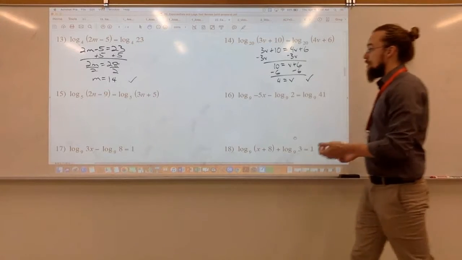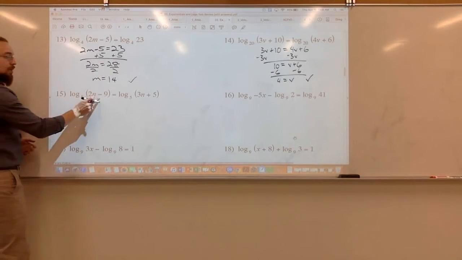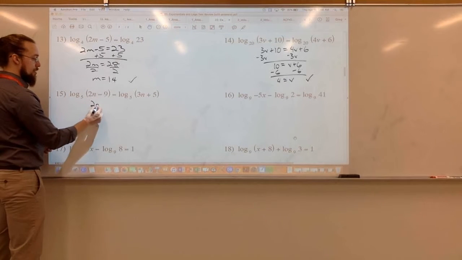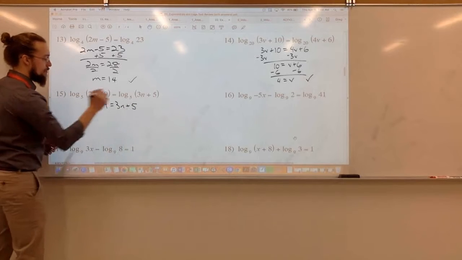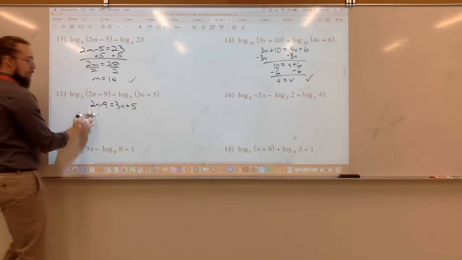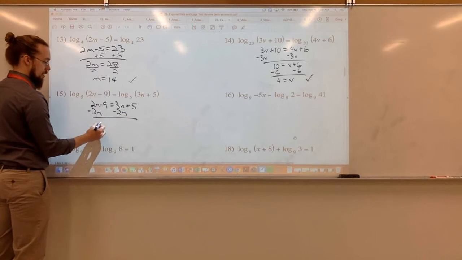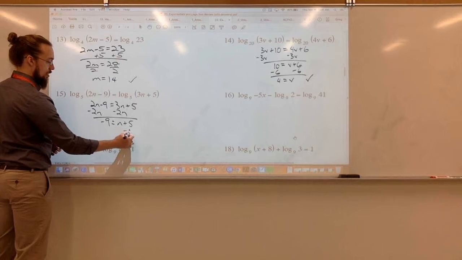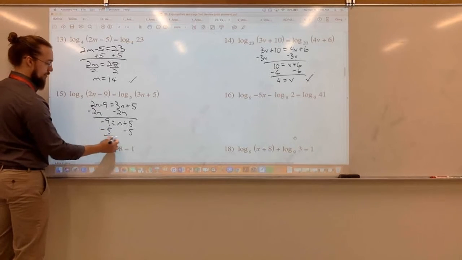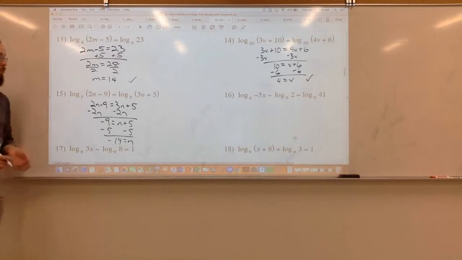Same idea for 15. I've got one log equal to one log. So I'm just going to go ahead and set 2n minus 9 equal to 3n plus 5. Get the n's on one side, so I'll subtract 2n over. Get negative 9 equals n plus 5. Subtract 5, we get n is equal to negative 14.